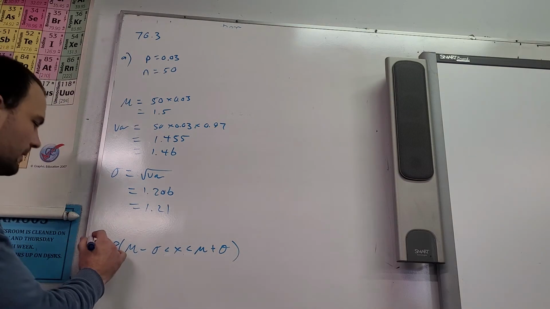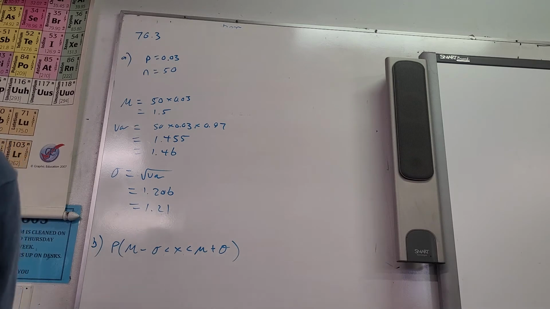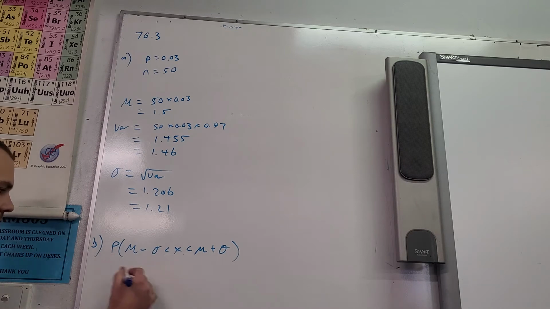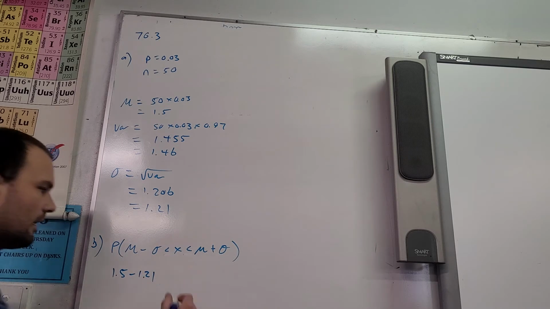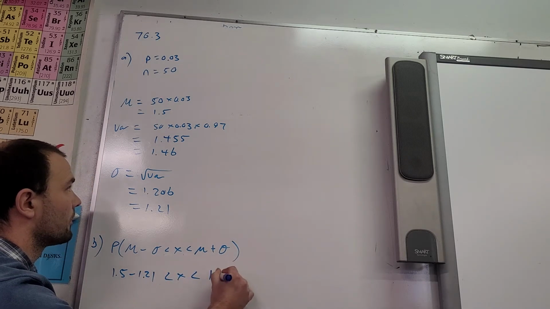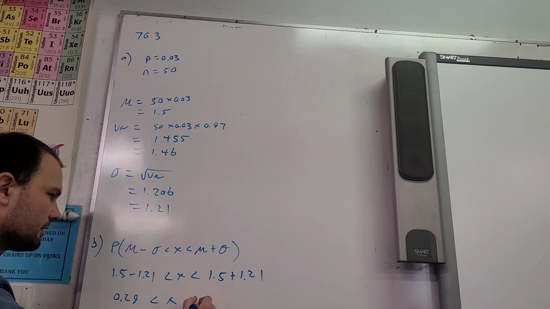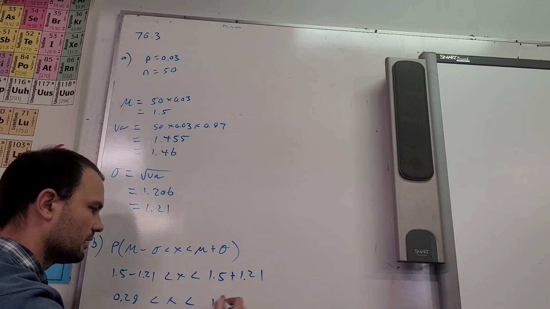Okay, part B, find the probability that the mean take the standard deviation is less than the variable x, which is less than the mean plus the standard deviation. Okay, firstly, let's evaluate these. Let's find out what is the mean take the standard deviation, and what is the mean plus the standard deviation using the numbers we have up here. So the first one is going to be 1.5 take 1.21, and the second one is going to be 1.5 plus 1.21. So here we'll have 0.29, and here we'll have 2.71.